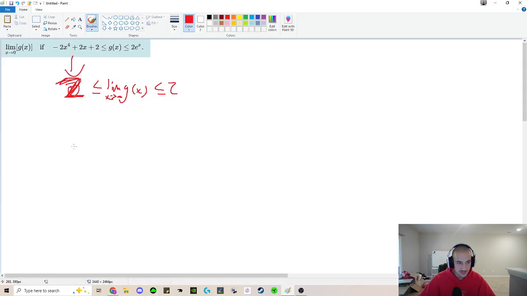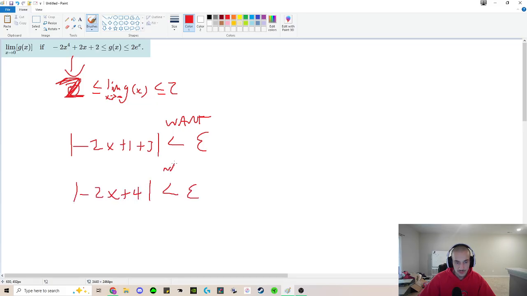What is negative 2x plus 1 plus 3? This guy, we want this to be less than epsilon. Well, let's simplify this. This is negative 2x plus 4, less than epsilon. Want.